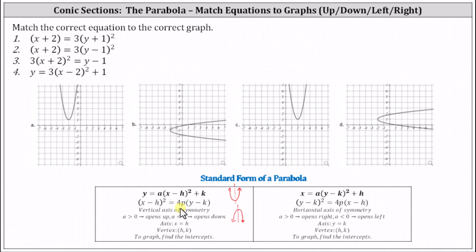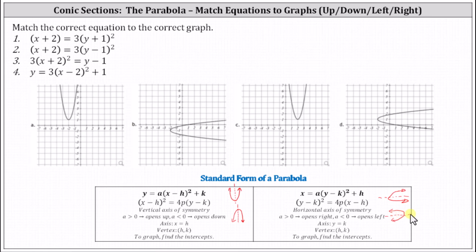And now let's consider x equals a times the square of y minus k, plus h. When we have the equation in this form, we have a horizontal axis of symmetry. If a is greater than 0, or positive, the parabola opens to the right. Notice we do have a horizontal axis of symmetry. If a is negative, or less than 0, the parabola opens to the left. Still a horizontal axis of symmetry.